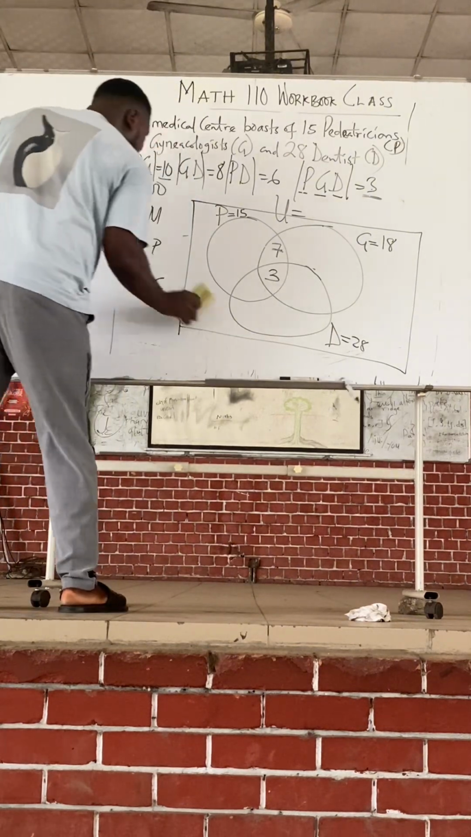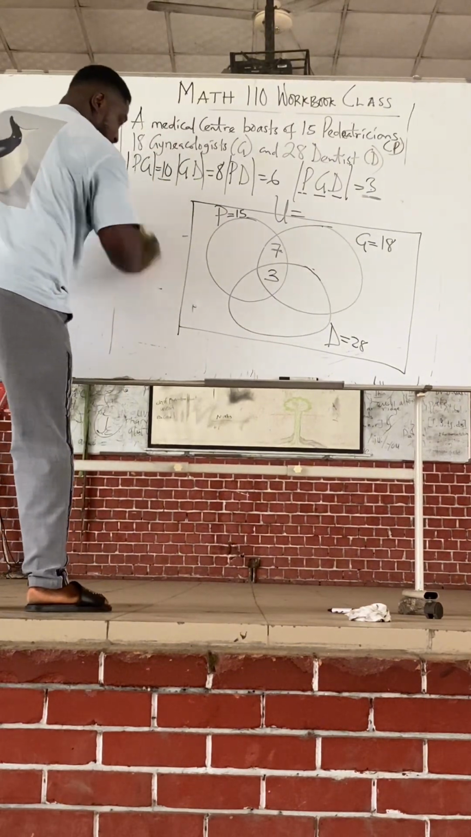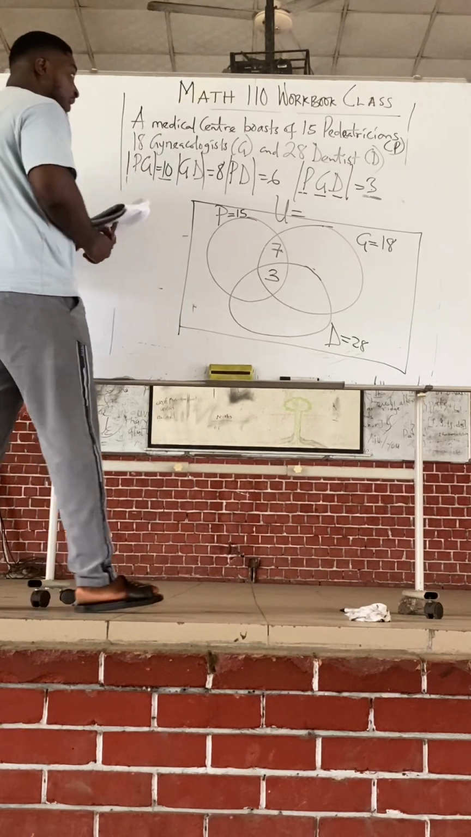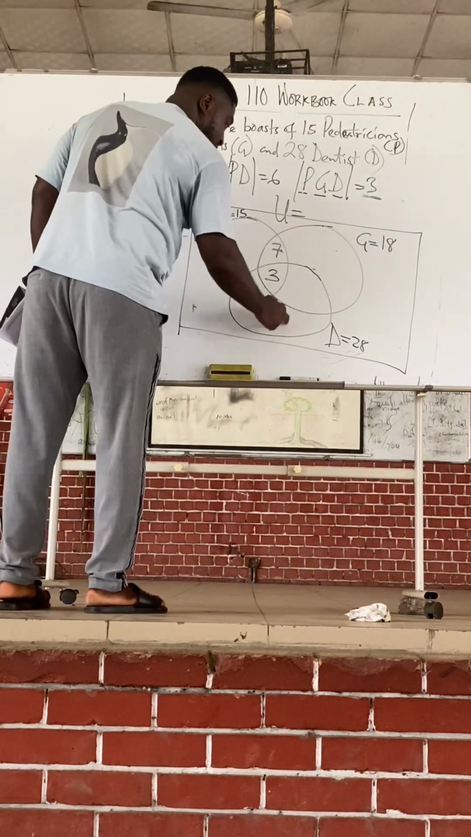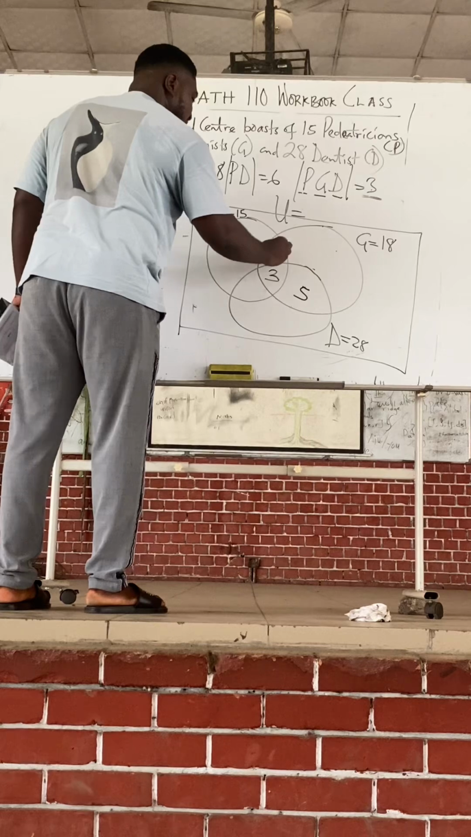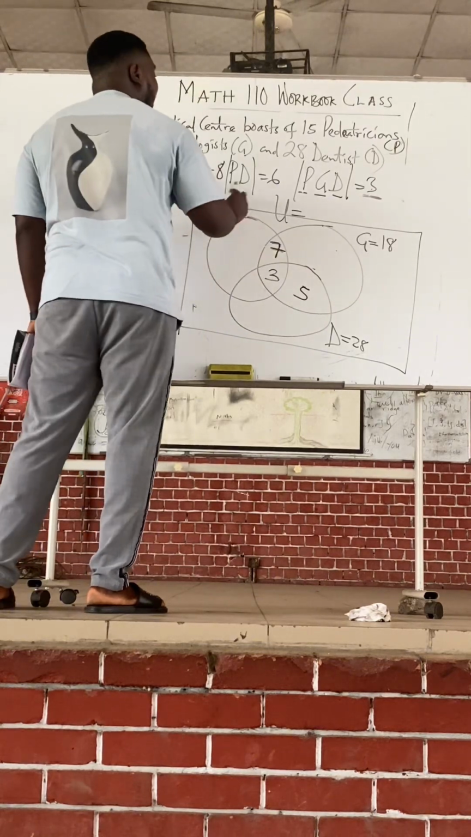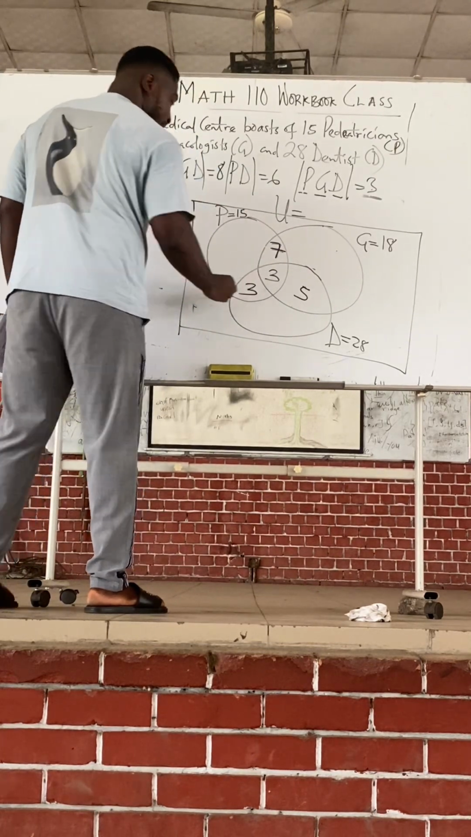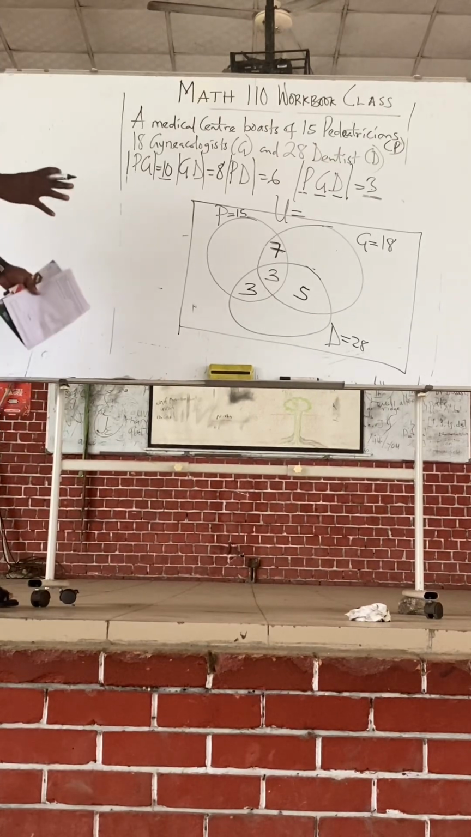GD, those offering GD only, 8 minus 3. GD is what? 5. Where is GD? 5. PD, 6 minus 3. This is your accurate value.